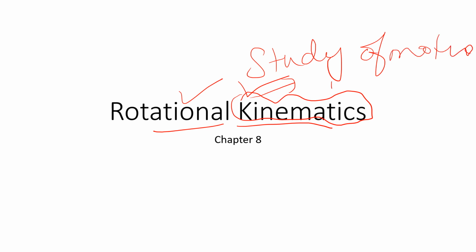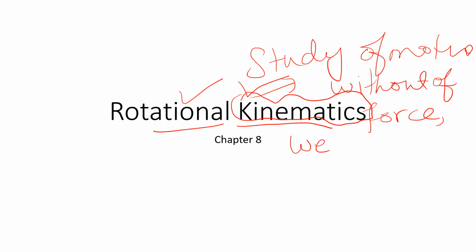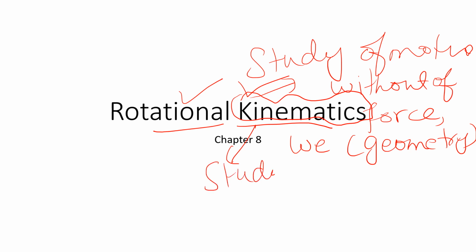without the reference of forces. In short, you can say when we are discussing the motion with respect to the geometry, we call it kinematics. But when we are studying the motion with respect to the forces, we call it dynamics.